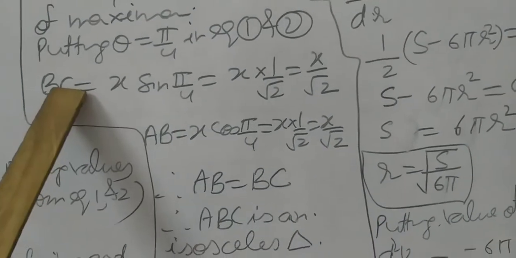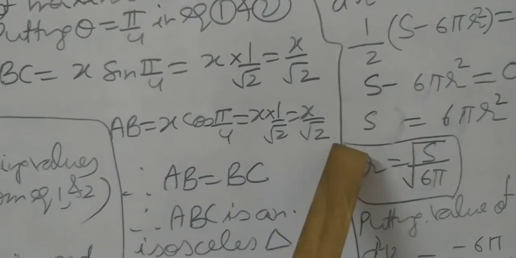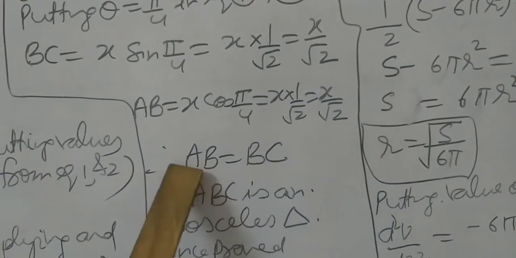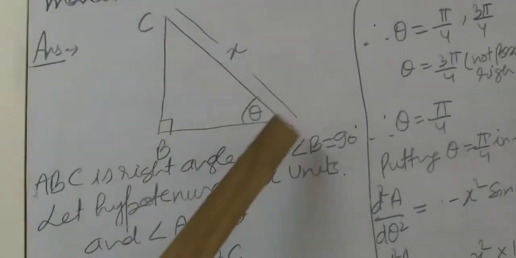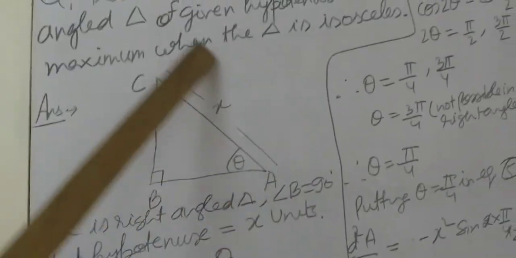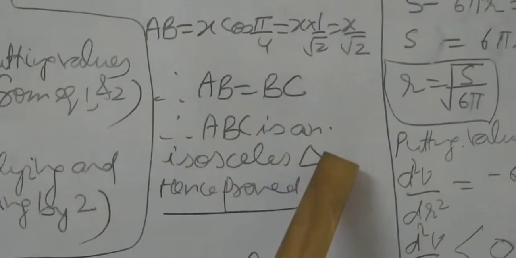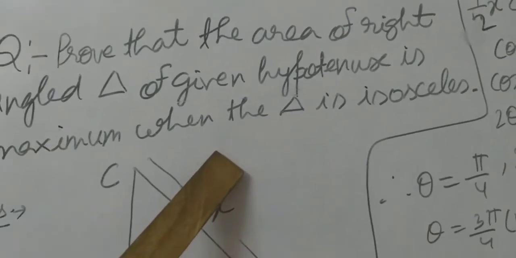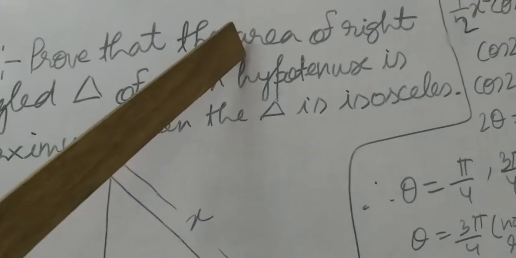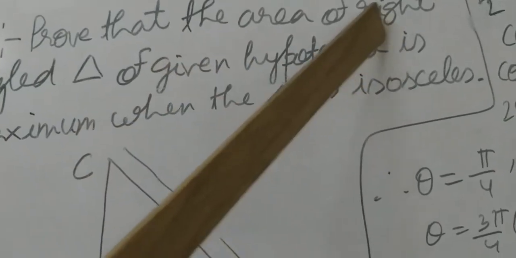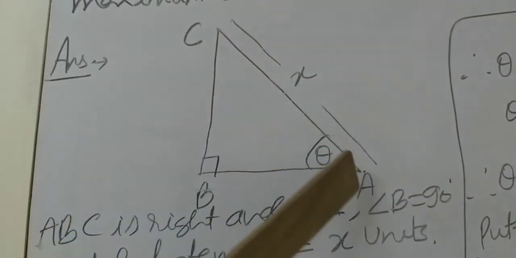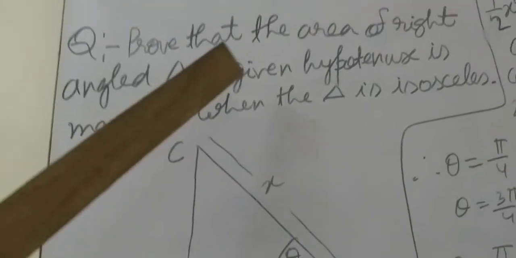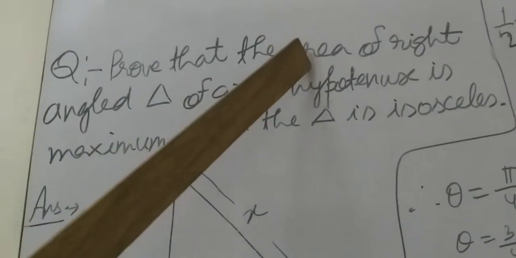So you can see here BC and AB both are equal to x upon root 2. Means AB equals BC. AB equals BC, student. So we can say ABC is an isosceles triangle. This we had to prove, student. So you have seen, student, that the given part is the hypotenuse. We have used the hypotenuse to find out AB and BC, and we have to maximize the area. That's why the area value is differentiated.